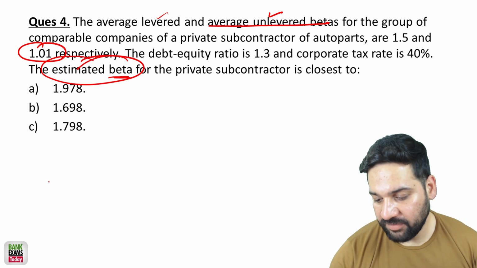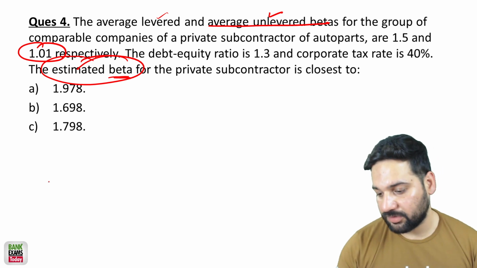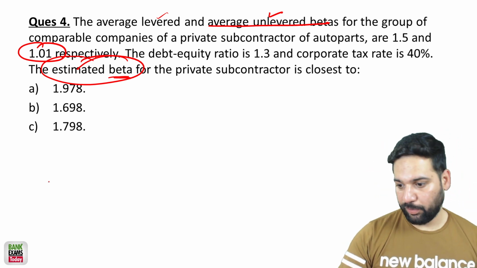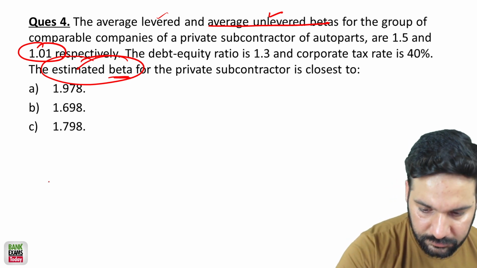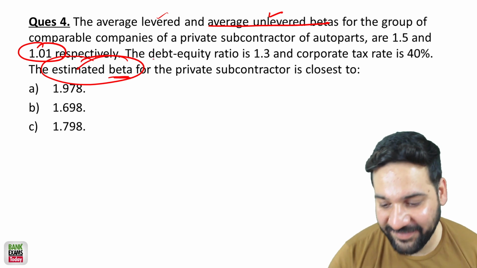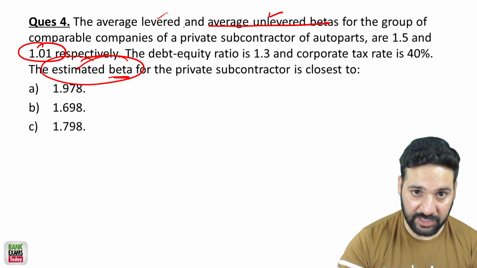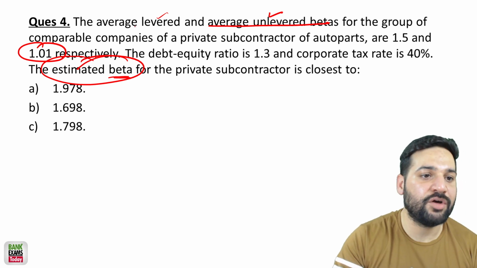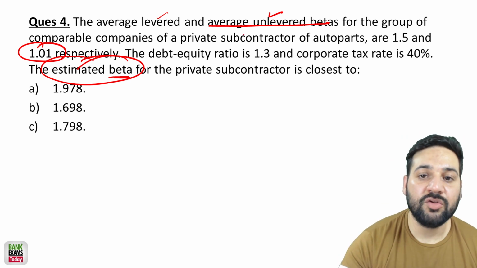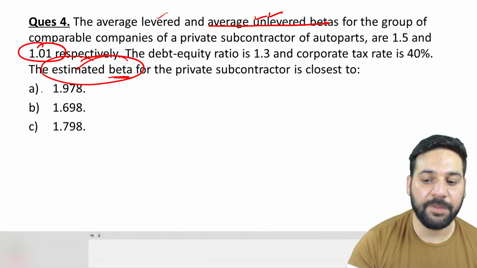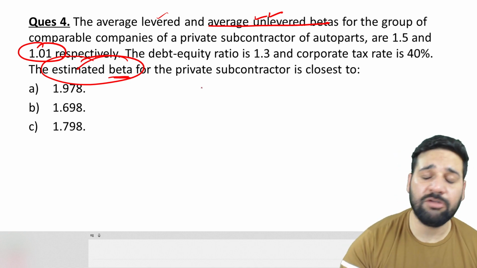Okay. If there is any doubt, ask your doubt in the super chat. I'm going to answer your doubts. Very, very important questions for RBI Grade B. Anyway, the average levered and average unlevered betas for the group of comparable companies of a private subcontractor of auto parts are 1.5 and 1.1. So we are looking for the unlevered beta, because we need to calculate the equity beta.